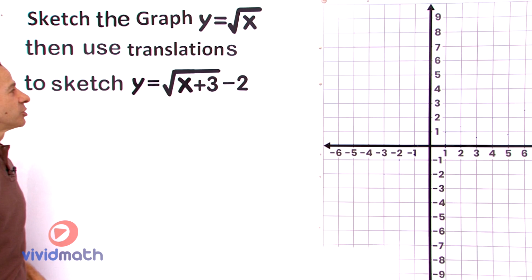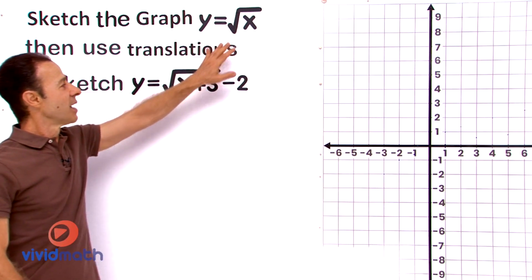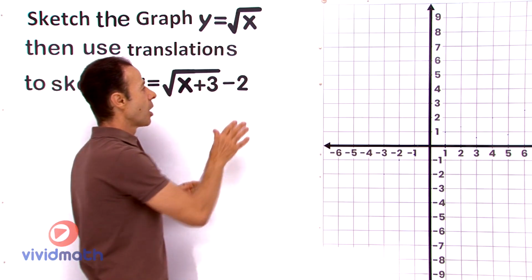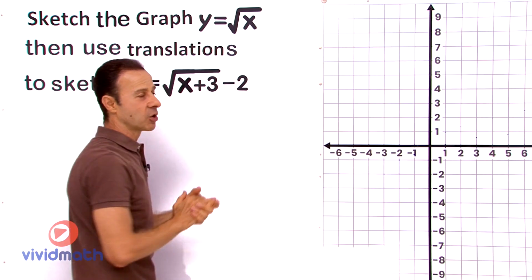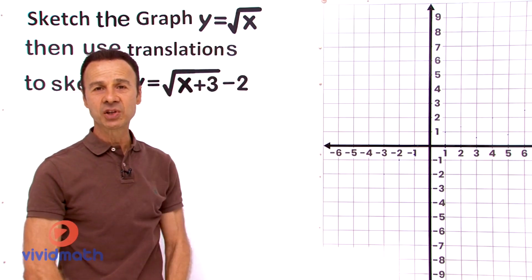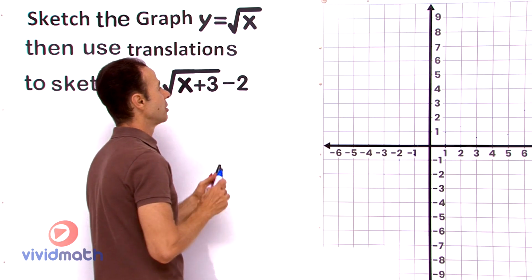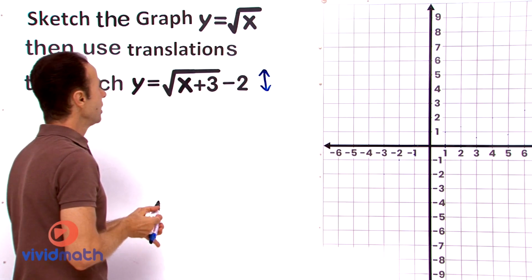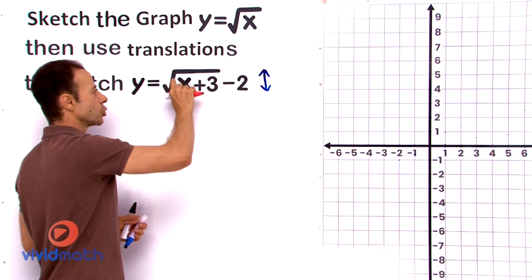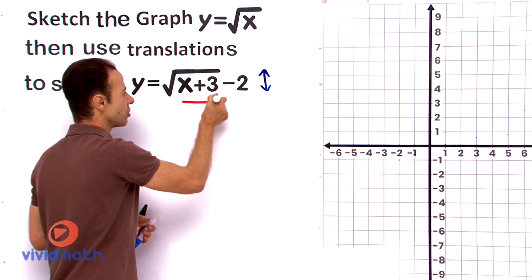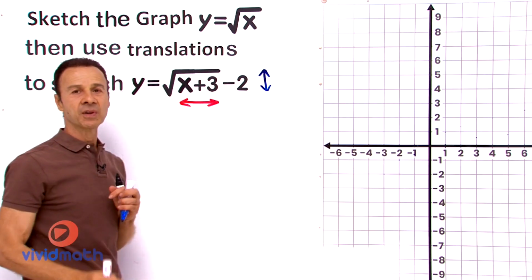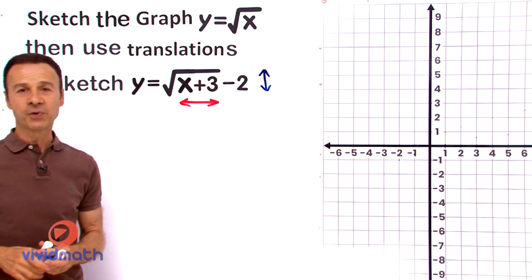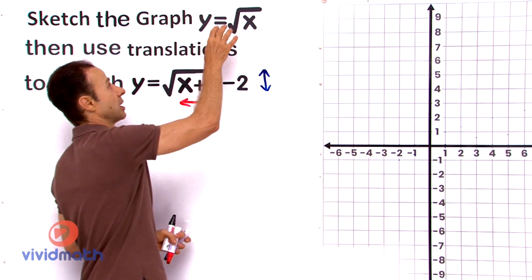Now, the way we're going to do this is, first of all, we're going to draw this, and then we've got to identify on here where the translations are. Now, over here, we've got this 2 out by itself like a constant. That refers to the up and down shift. That's the vertical up and down, so I'll just put an arrow up and down here. And over here, inside the function, the square root of x plus 3, this is all the horizontal. That's the horizontal shift from left to right. So up and down, left and right. We'll get to that in a moment, but first, let's draw this particular graph right there.